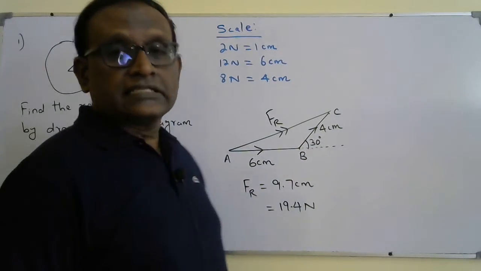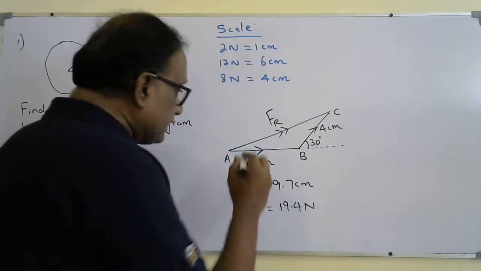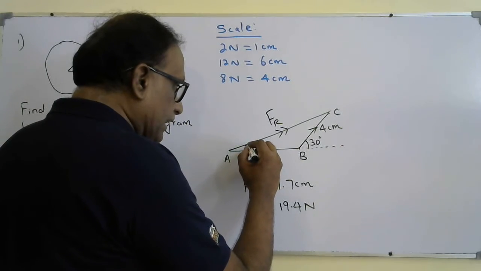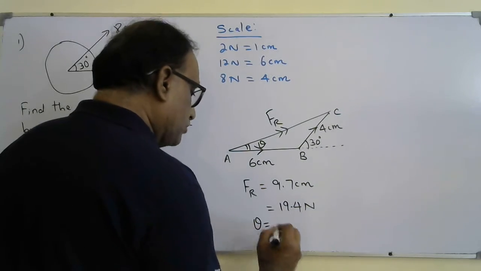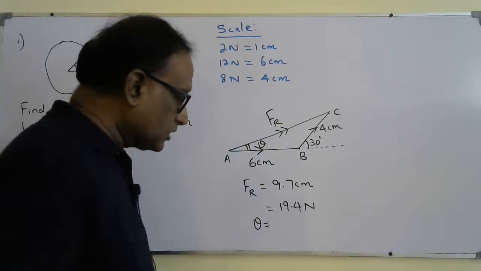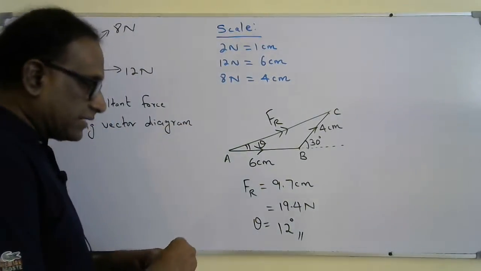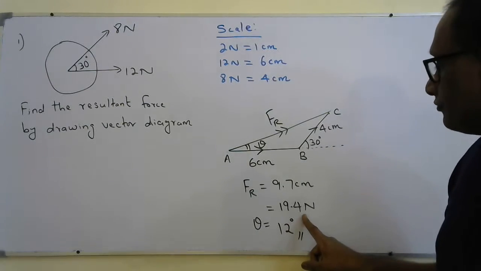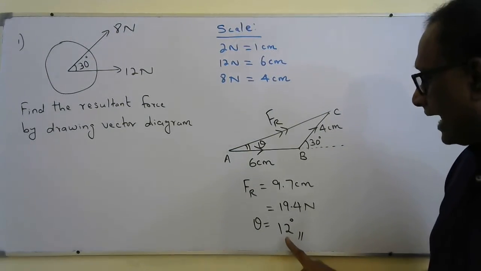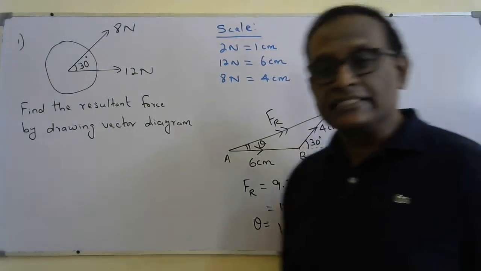When you give the resultant force, we should tell its direction also. So measure this angle. I can name it theta. When you measure, you will get theta equal to almost 12 degrees. So that means the resultant of these two forces is 19.4 Newton that acts at an angle of 12 degrees with the horizontal line. That is the resultant force.